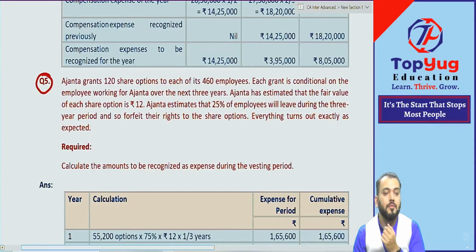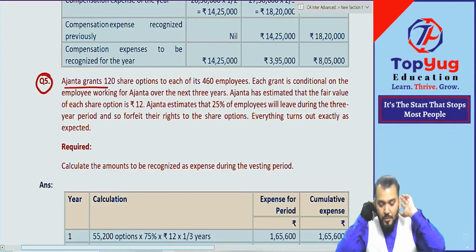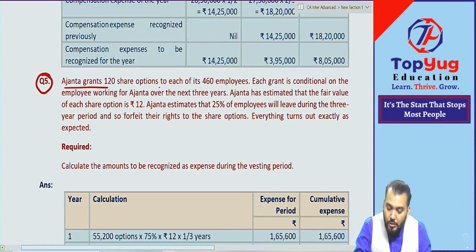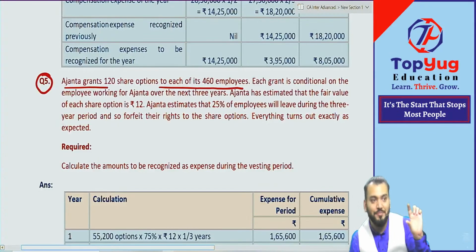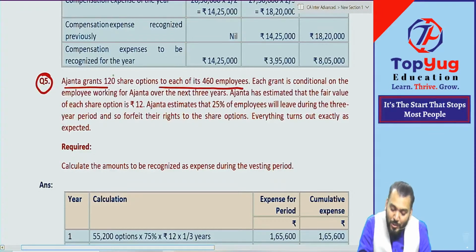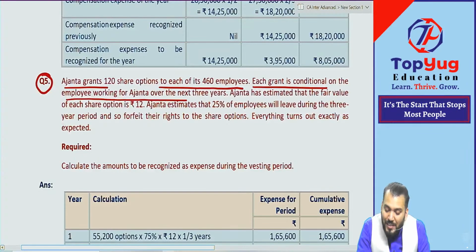Question number 5. Ajanta grants 120 share options to each of his 460 employees. For the first time they have given the number of employees. In my example I have given the number of employees. In ICAI study material for the first question there is a number of employees. So 460 employees, and to each employee how many options? 120. Each grant is conditional on employee working for Ajanta over the next 3 years. Okay. Ajanta has estimated that fair value of each option is 12.